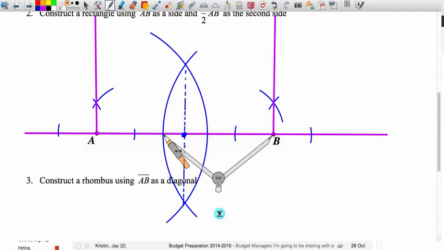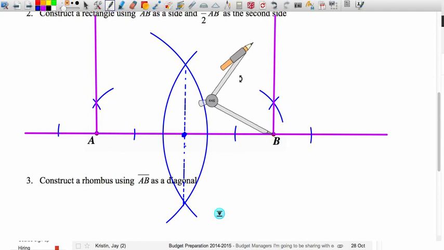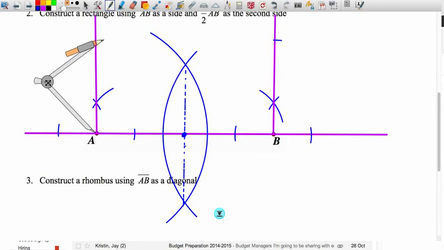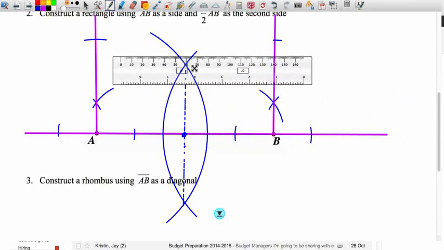So I'll measure that length, which should give me half of the measure of AB, and then I'm going to mark the other two sides as half of the measure of AB on either side. And at this point I should be able to close that out and have a rectangle with the required specifications.